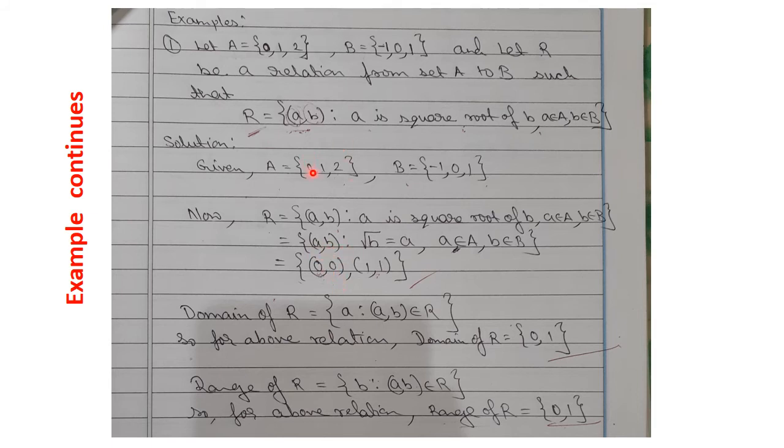So here we saw that 0 is the square root of 0 and 1 is the square root of 1. So we could have only 2 ordered pairs in this relation according to this condition. So here we got the relation. Now we'll write the domain of this relation. So the domain of this relation will be all the first components of these ordered pairs, without repetitions. So here 0 and 1, and range will be the collection of all second components of these ordered pairs. So again, range of this relation we got 0, 1.